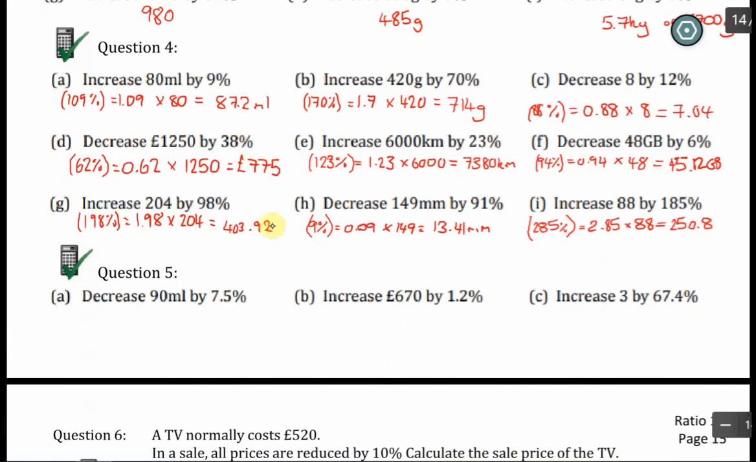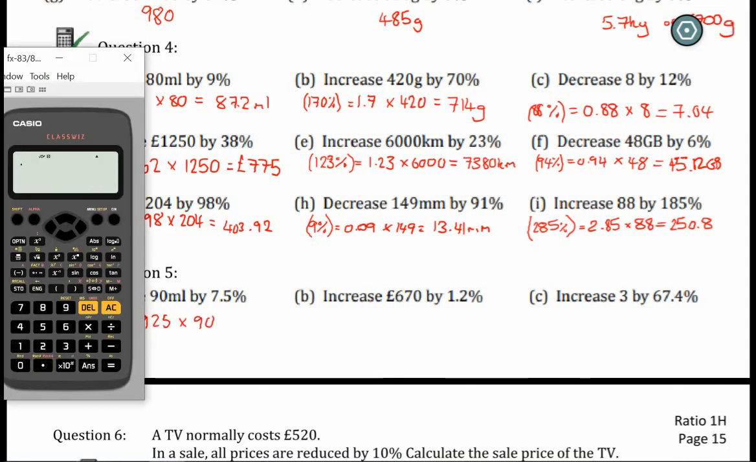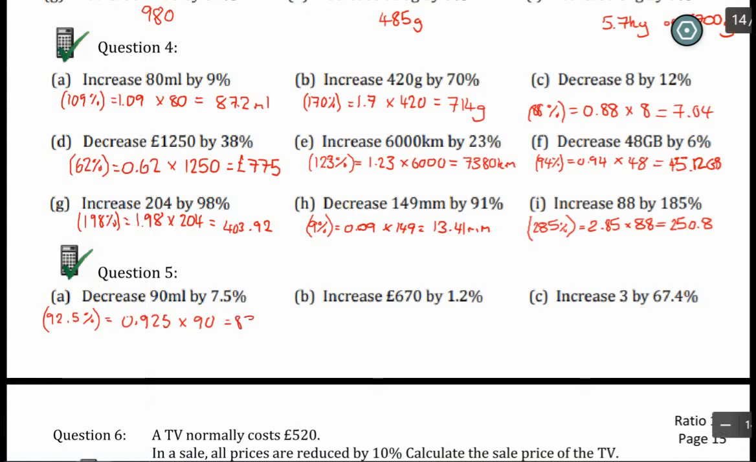Okay, question 5, same sort of thing, just with some decimals, that's all. So if I want to decrease 90 by 7.5%, if I do 100, take away 7.5, that would leave me 92.5%. That's what I'm effectively trying to find. That's equal to 0.925 as a decimal, times that by 90. And that gives me 83.25 millilitres in this case.